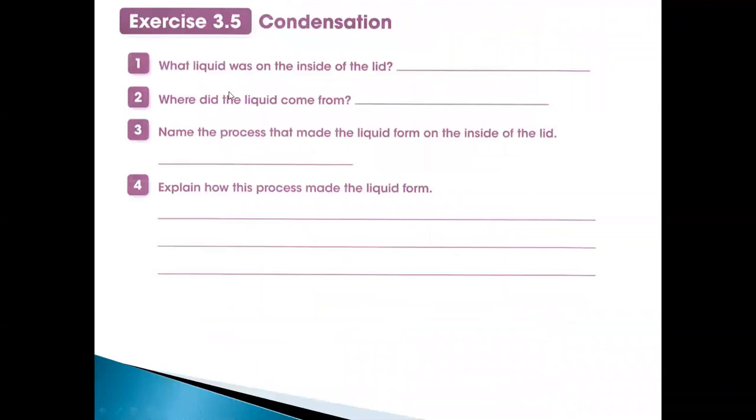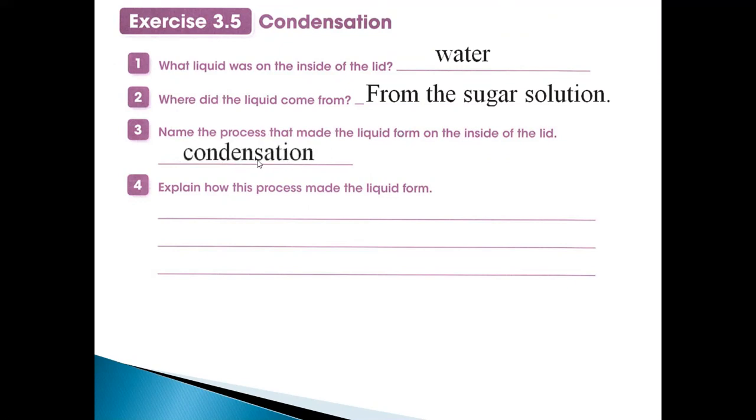3.5, what liquid was on the inside of the lid? There is water in the lid. Where did the liquid come from? The picture is given above. The liquid came from the sugar solution. Name the process that made the liquid form on the inside of the lid. It is called condensation.